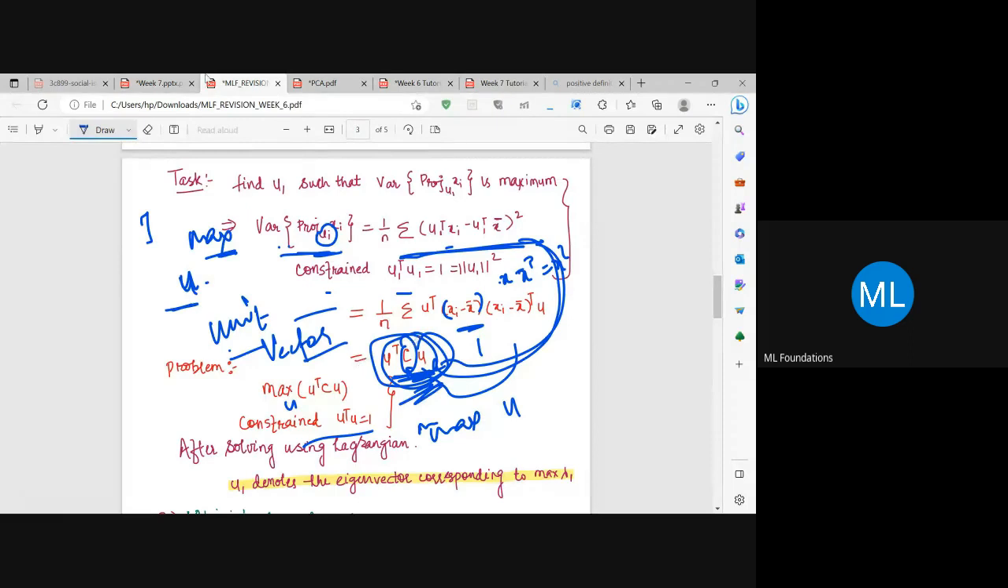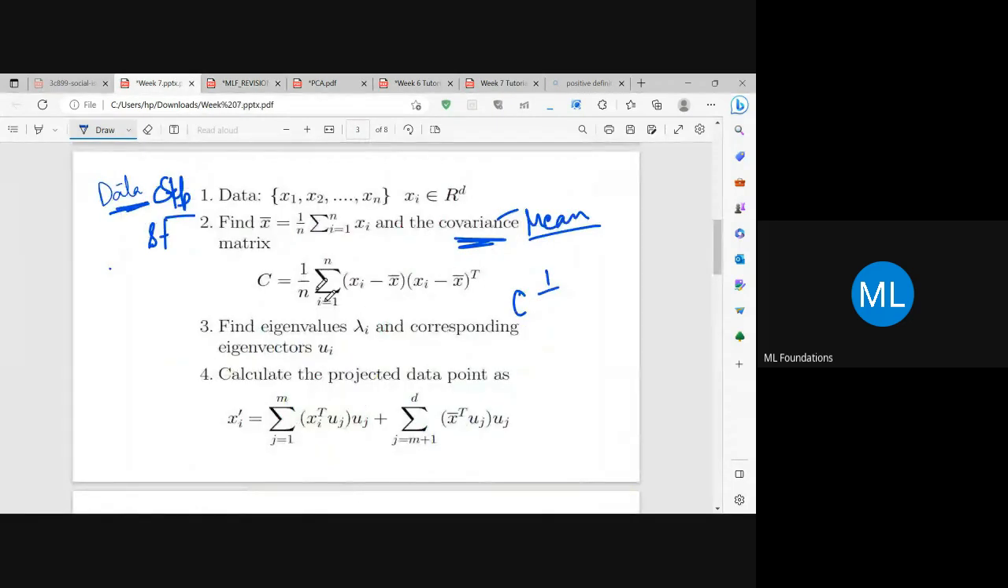u transpose C u. So this is what the covariance is: 1 upon n summation. This is the covariance matrix. So for that you should be able to calculate the mean. First step is to calculate the mean. Then the covariance matrix. You can have a problem where the data is given, and then you can be asked to calculate the covariance matrix, or maybe the eigenvalue corresponding to the covariance matrix, or maybe the eigenvector corresponding to the covariance matrix. This is important that I'm telling you.